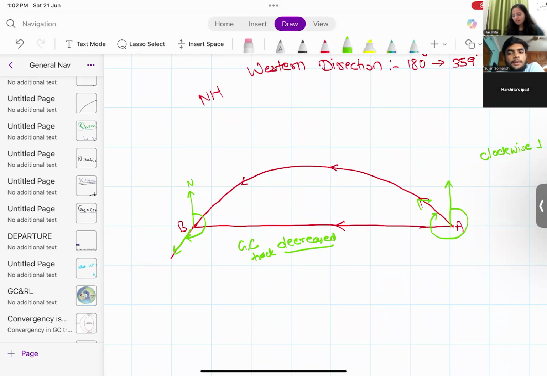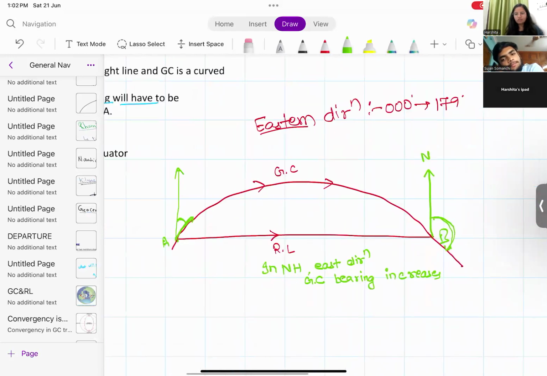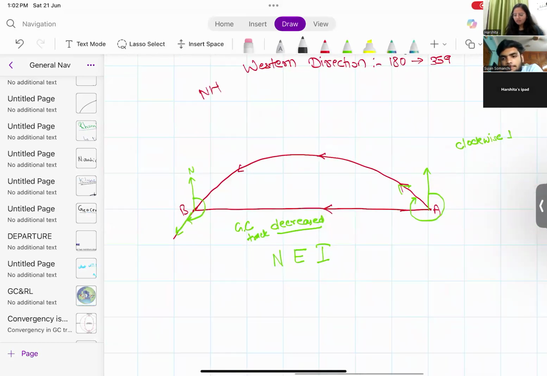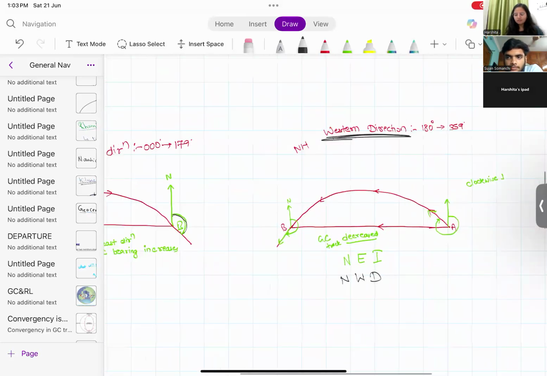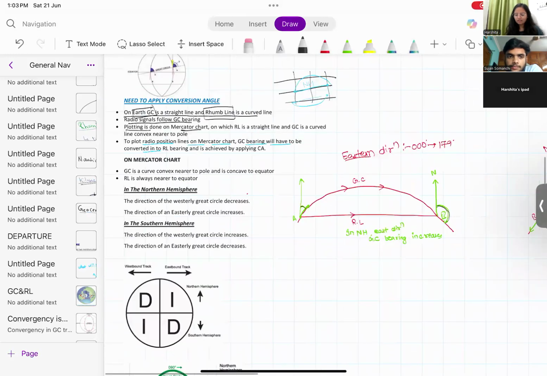So I can say in the northern hemisphere, if I'm going in the east direction, my great circle track will increase. This is the diagram for it. From A to B in the east direction, the angle increased. But in the northern hemisphere, if I go in the west direction, this angle will decrease. Happy about it? All right.